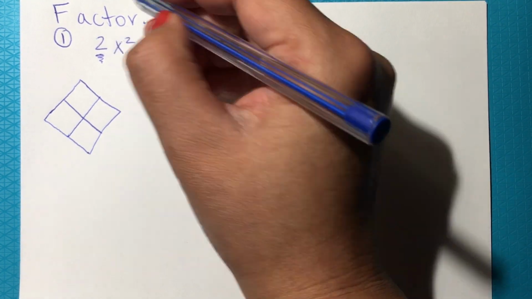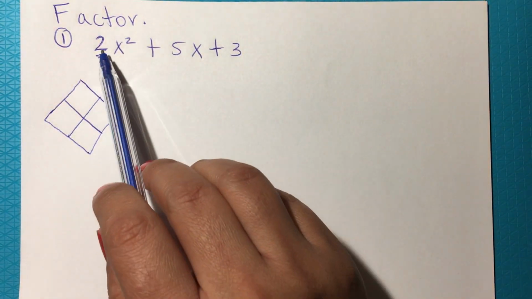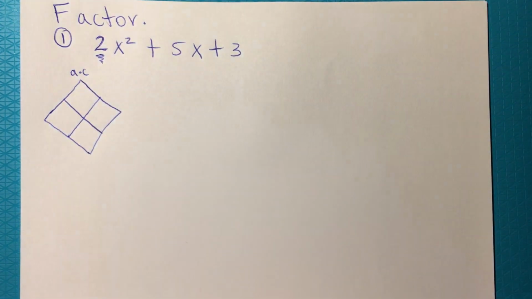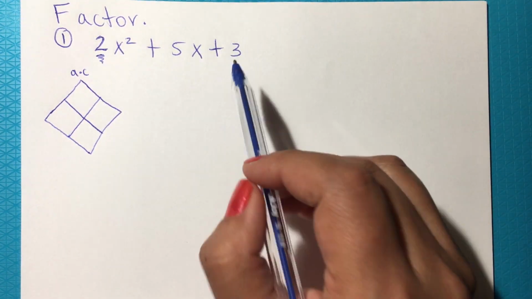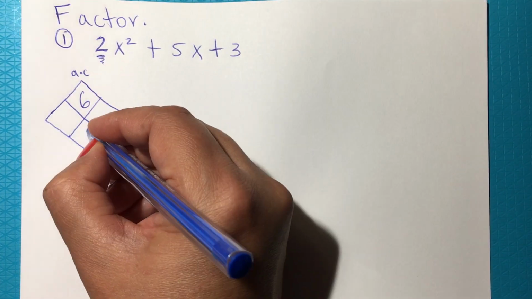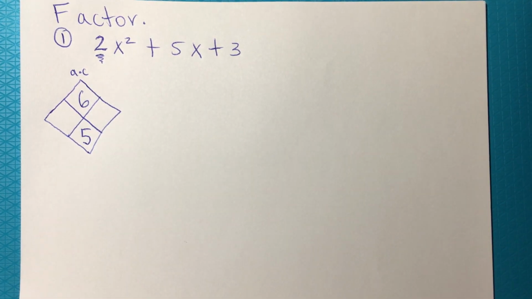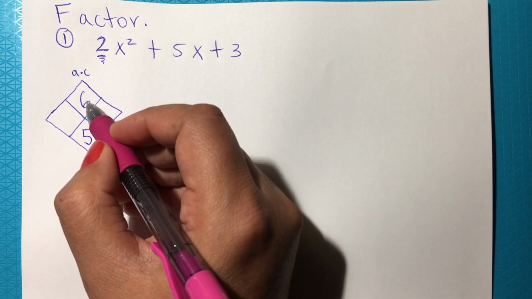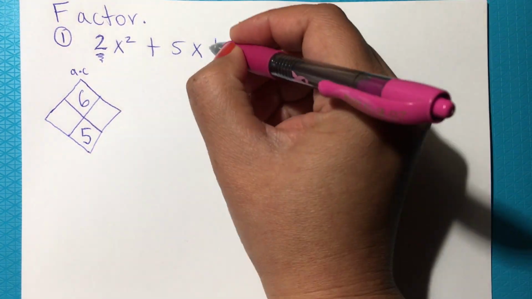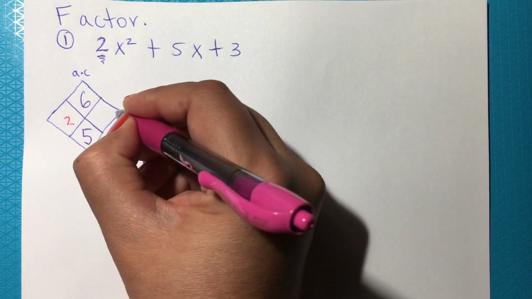This time we have a 2 in here. When that happens, we need to multiply A times C and put it up here. So 2 times 3 is 6. And the middle term still goes in here. Now we're looking for two factors that multiply to 6 and add to 5. Added because it's positive, okay? So it will be 2 times 3.